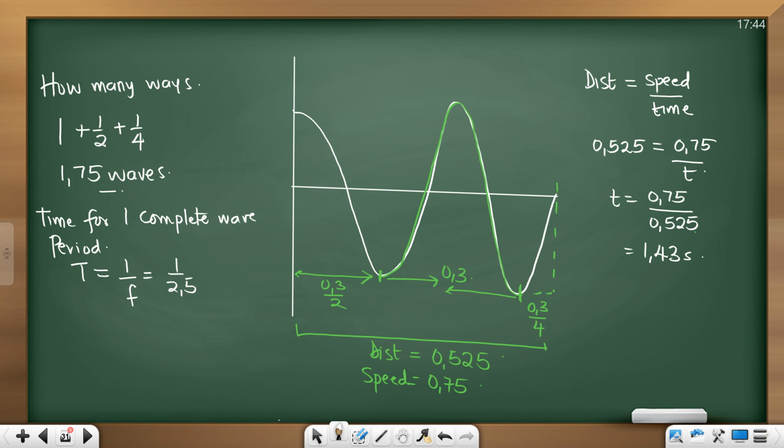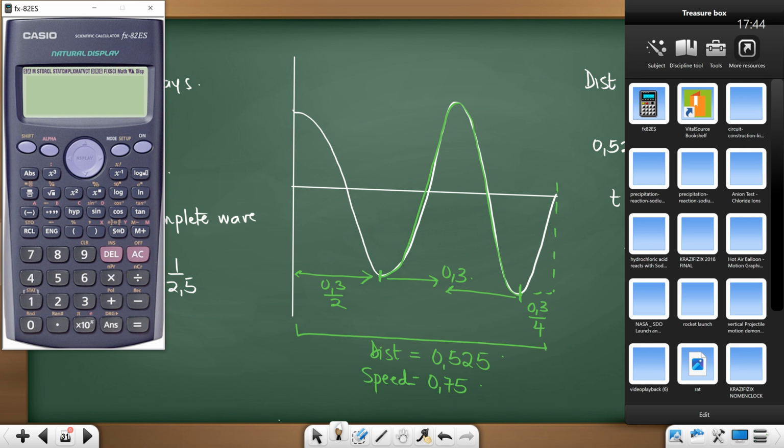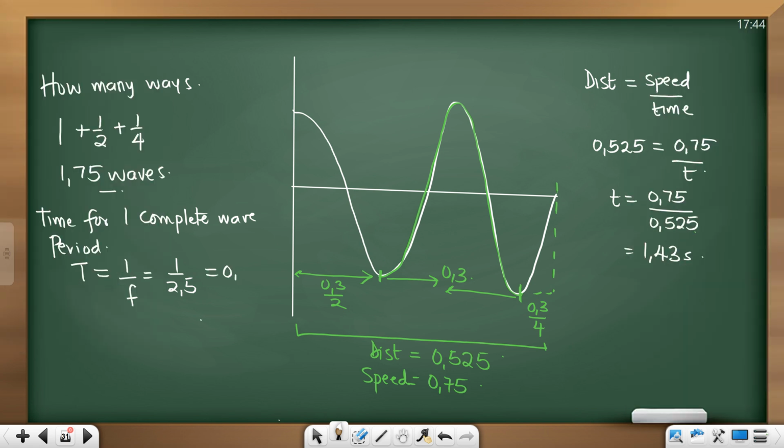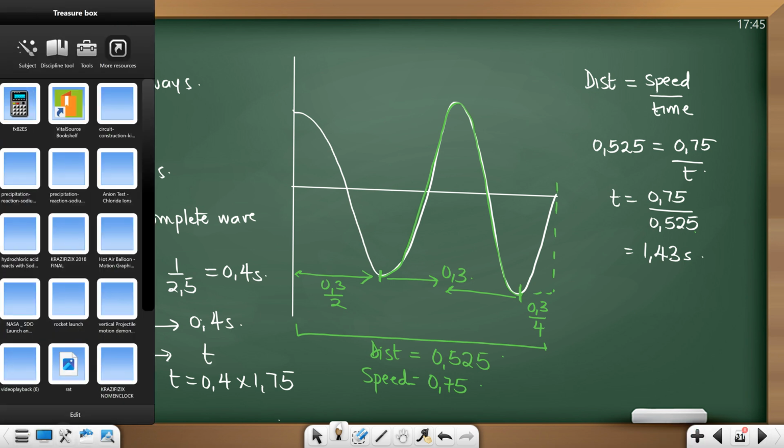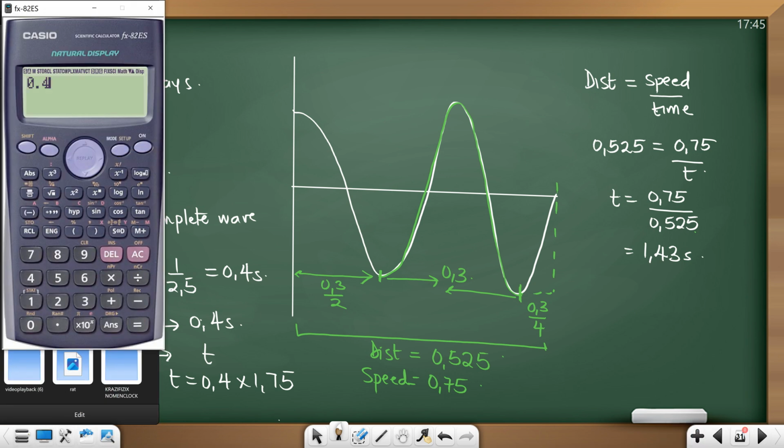All right? If you want, we can get an answer for this one. 1 over 2,5. This is for one wave, which is 2,5, 0,4. Okay. If one wave travels in 0,4 seconds, how long will it take 1,75 waves? Since we're looking for t, what do we do? We cross multiply. 0,4. Let's check this answer. Times 1,75. Boom.